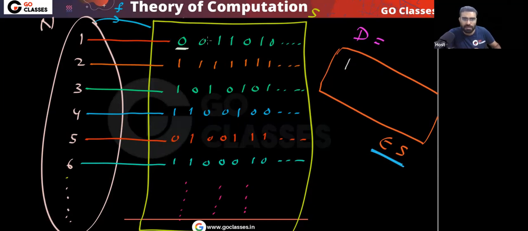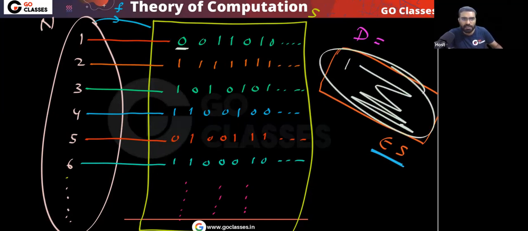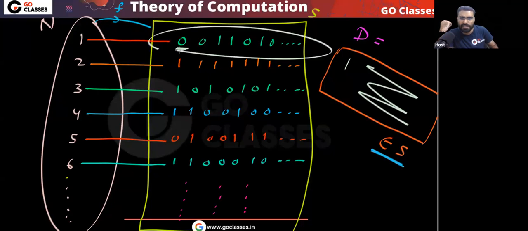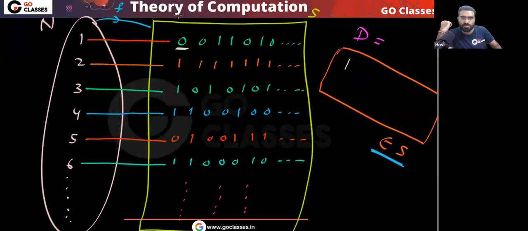Now tell me one thing. Whatever I create, can I guarantee that my string d will be different from this string? Whatever I put here, the first symbol is 1. Yes, of course, because my first symbol is 1. Now whatever I put here, my string d will be different from this string because of the first position.